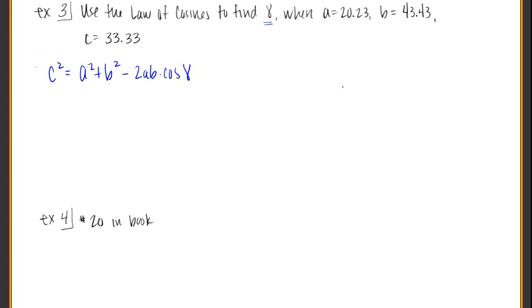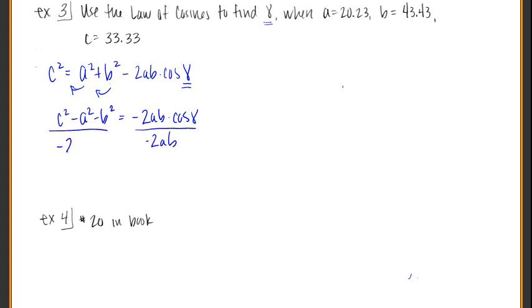Okay, so this time, before we plug information in, why don't we just manipulate the formula? If my goal is to get cosine of gamma by itself, then let's move the A squared and B squared over first. So C squared minus A squared minus B squared is negative 2AB times the cosine of gamma. Let's get rid of those coefficients in front of the cosine of gamma. And I get C squared minus A squared minus B squared divided by negative 2AB is equal to the cosine of gamma.